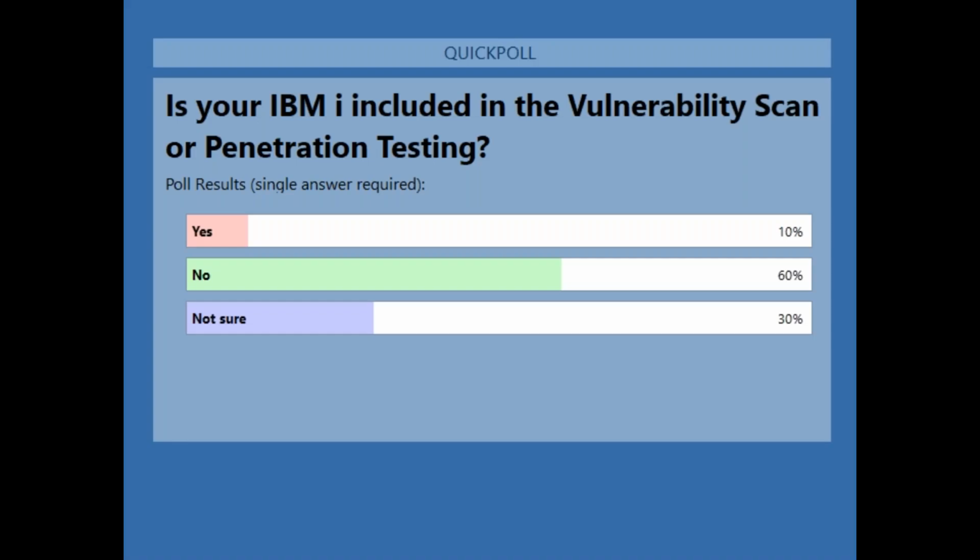So looking at the poll results, 60% of you say that your IBM i is not being included in the vulnerability or the penetration testing. 10%, that's great. You're moving forward. It's always exciting to see that. And then 30%, you're just not sure. And that is for a myriad of reasons. Sometimes you're not aware of it, or even given those results, if it is happening.